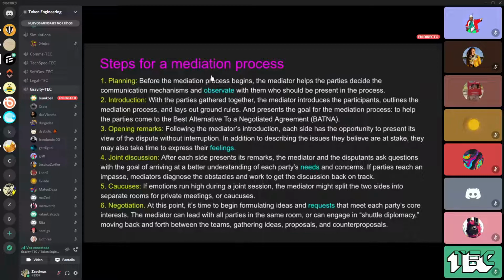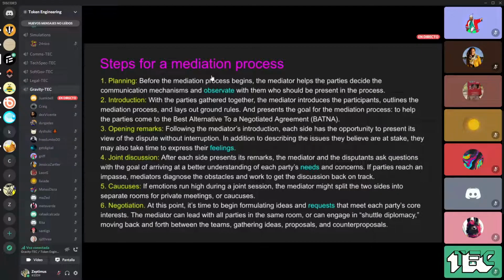And then when you start that mediation process, you will need to have this moment of opening remarks. This is best done with the presence of both parties, because it's important for the other party to listen. It's also important to have a previous process talking with each of the parties, asking them to try to explain their points of view without judgment.